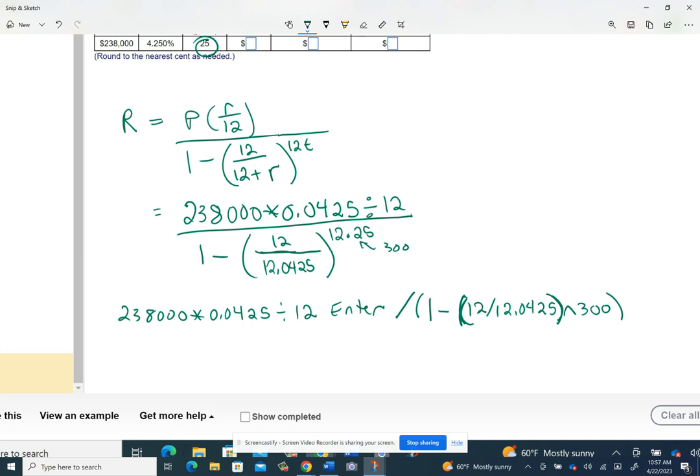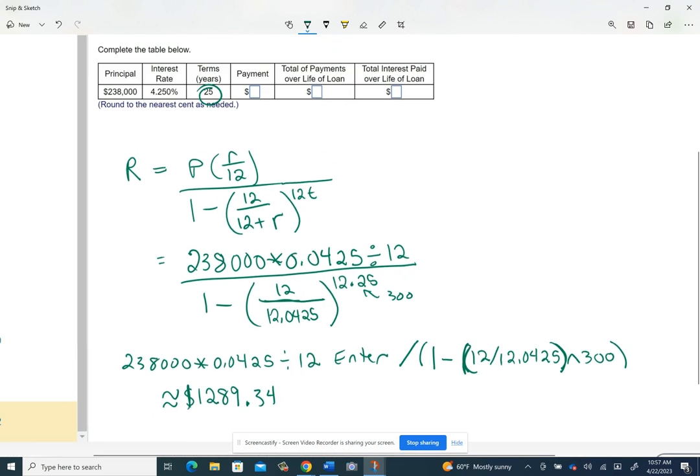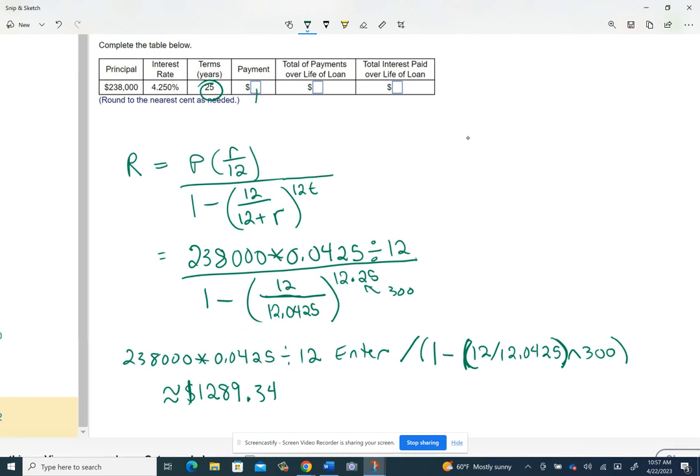Close it, hit enter. Okay, so I wind up with $1,289.34. I had to round, as the monthly mortgage payment. Okay. So that's going to go right there.